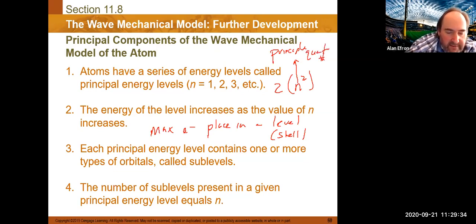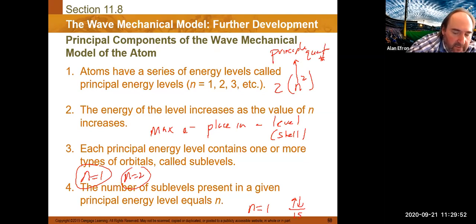So what that means is if my n is equal to 1, 1 squared is 1, 1 times 2 is 2 electrons. That tells me that on n equals 1, the maximum number of electrons, if I filled up that entire shell, would be 2 electrons. If I went to n equals 2, 2 squared is 4, 4 times 2 is 8. When I get to that second energy level, I have my 2s orbital and my 2p subshell present, and that is 2, 3, 4, 5, 6, 7, and 8, if I filled up that entire level.